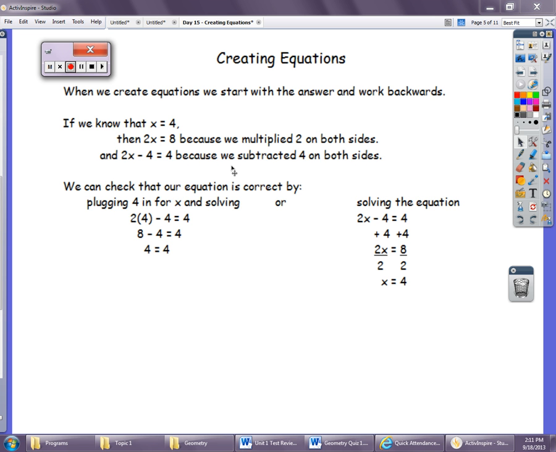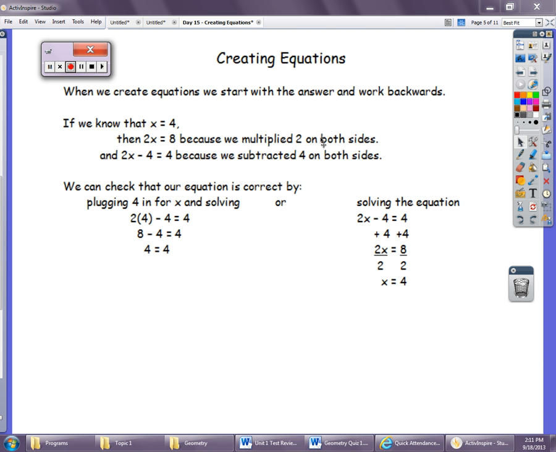Alright, today we're talking about creating equations. When we are creating equations, we're going to be starting with our answer and then working backwards. So for this example, if we know that x equals 4, well then 2x equals 8, because what we did is we doubled our x's, so we double our 4.